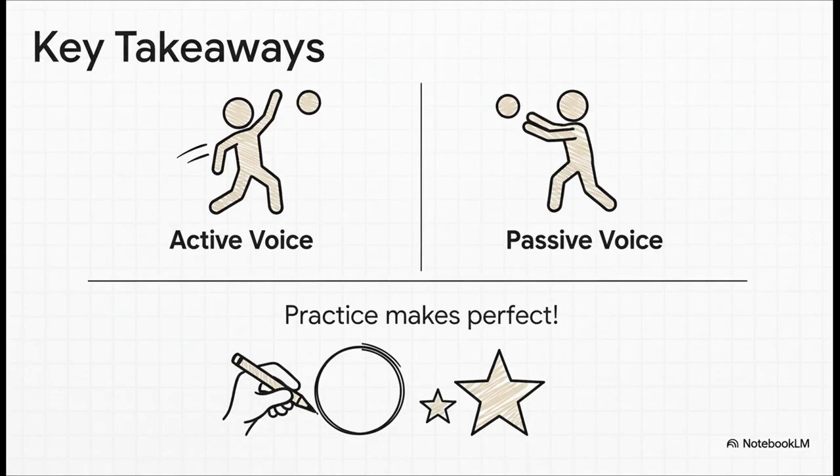Active voice is when the subject does the action. It's clear and direct. Passive voice is when the subject receives the action, and it's perfect for when the doer is a mystery or just not important. And the most important takeaway of all, practice is everything.